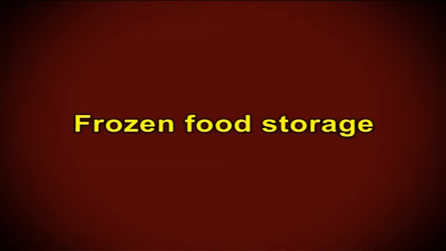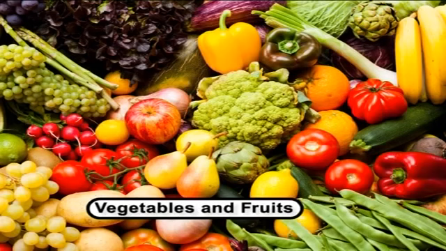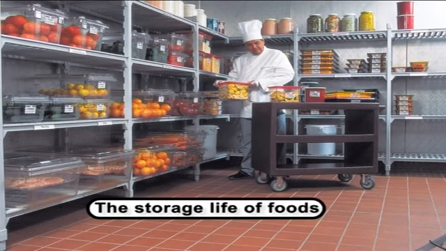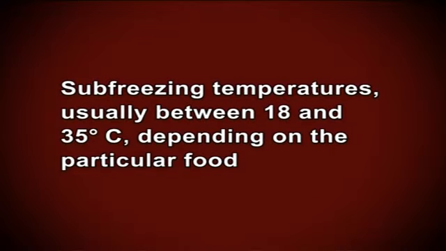5. Frozen food storage. The storage life of fresh perishable foods such as meats, fish, vegetables, and fruits can be extended by several days by storing them at temperatures just above freezing, usually between 1 to 4 degrees centigrade. The storage life of foods can be extended by several months by freezing and storing them at sub-freezing temperatures, usually between -18 and -35 degrees centigrade, depending on the particular food.